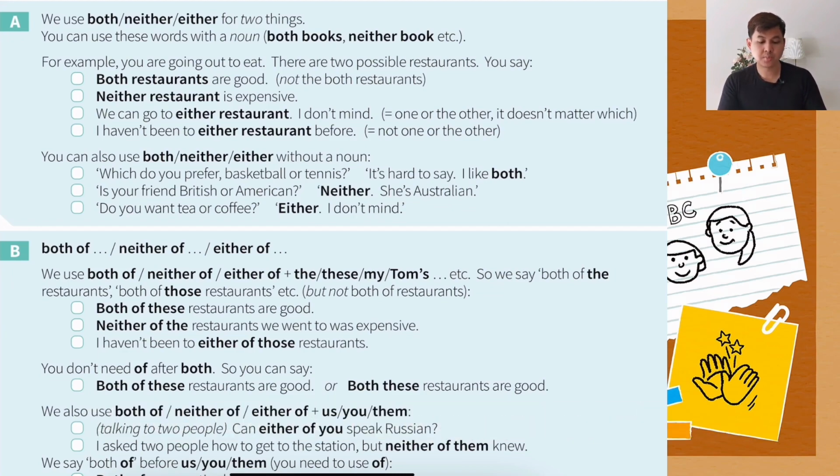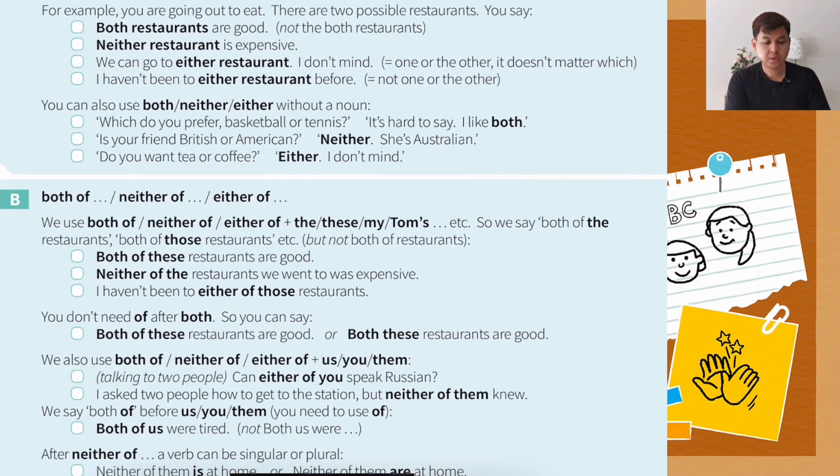You can also use both, neither or either without a noun. For example, which do you prefer, basketball or tennis? You can say, it's hard to say, I like both. I like basketball and also tennis. Is your friend British or American? Neither, she is Australian. The answer is no, she is Australian, so we have to answer neither.